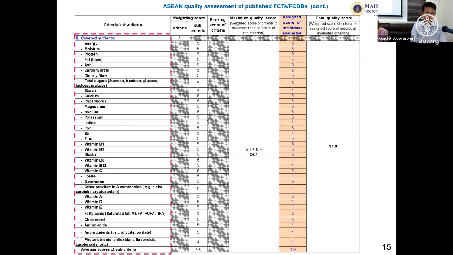The major, important part is the core nutrients. We also discussed a lot on the priority of each parameter here, starting from the main nutrients, dietary fiber, sugar, starch, major elements, trace elements, and also water-soluble vitamins, fat-soluble vitamins, fatty acids, cholesterol, etc. So they also have a lot of sub-criteria which we emphasized based on the nutrition problem in each country. We have a consensus that may be different from country to country, but this is the consensus of the ASEAN group members.